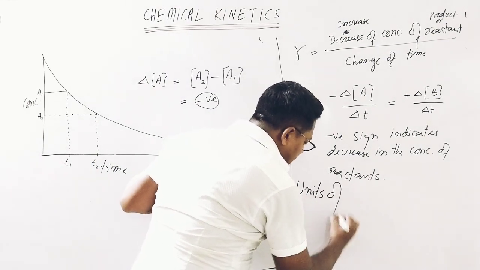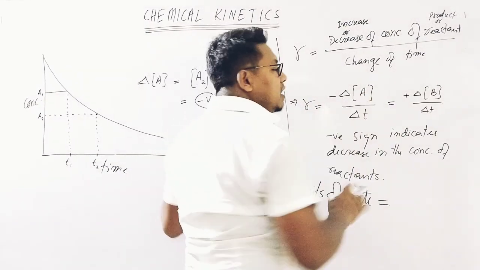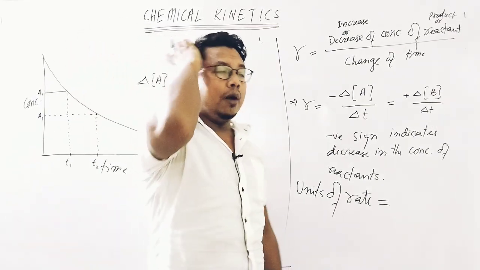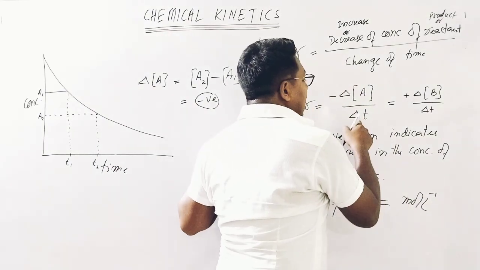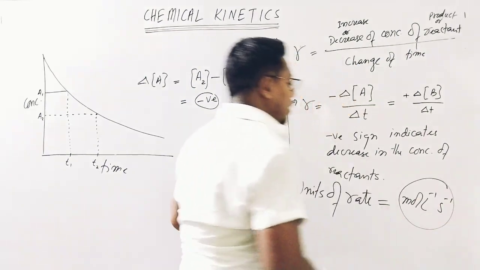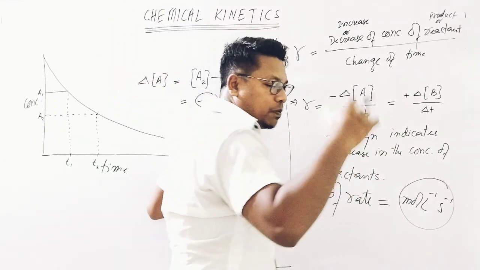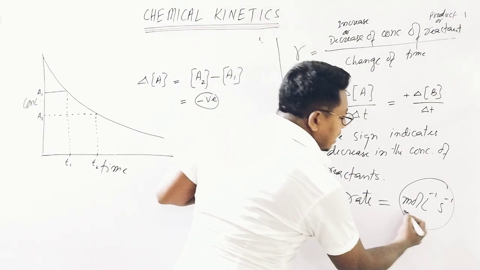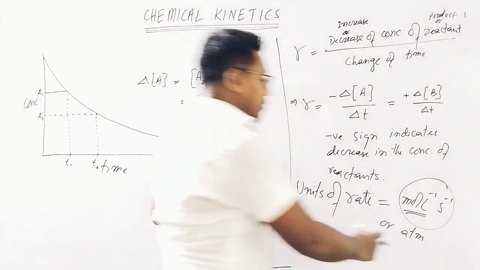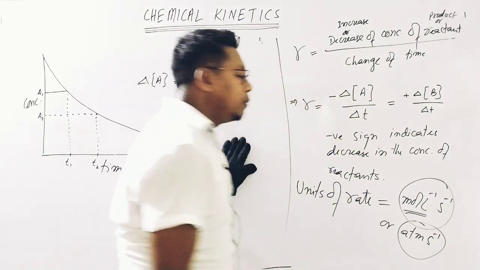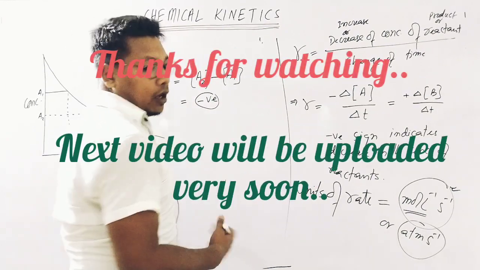Now the units of rate. The units of rate come from the concentration divided by time. In this case the concentration is molarity, mole per liter, and time is per second. So the units of rate are mole per liter per second. If a gaseous species is present in the reaction, instead of mole per liter we can use atm, so the unit is atm per second. Generally, rate is expressed in mole per liter per second. Thank you for today.